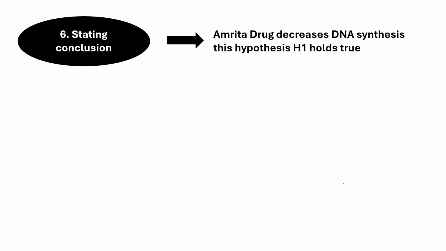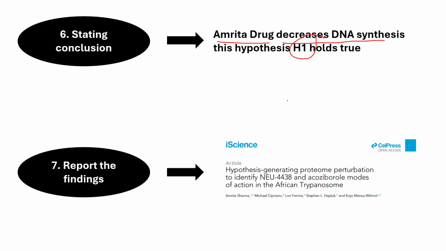Let's go back to the hypotheses that we had. So we had three hypotheses. The null hypothesis, which said there is no effect on DNA synthesis. There was hypothesis 1, which was the Sharma drug would lead to reduction in DNA synthesis, and there was hypothesis 2, which said that the Sharma drug would increase the DNA synthesis. After experimentation and analysis of data, we found that Sharma drug actually reduces the DNA synthesis. So our H1 hypothesis was the one that stood true.